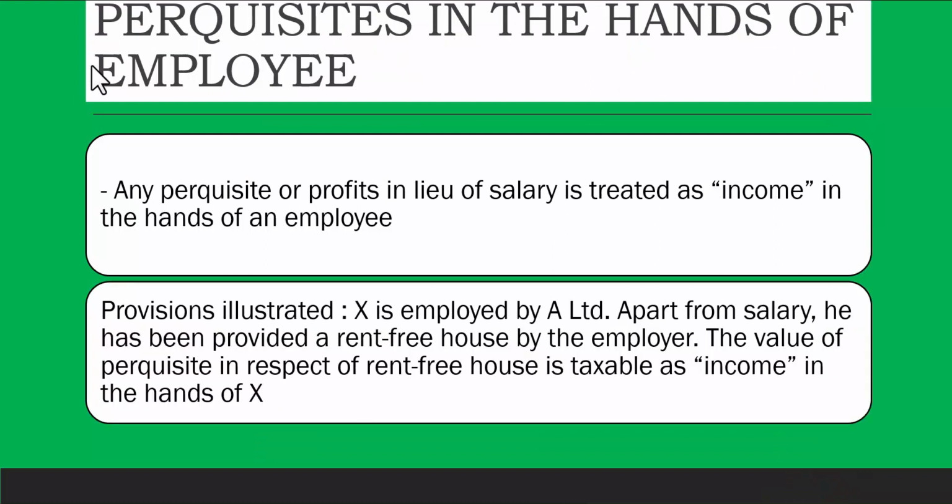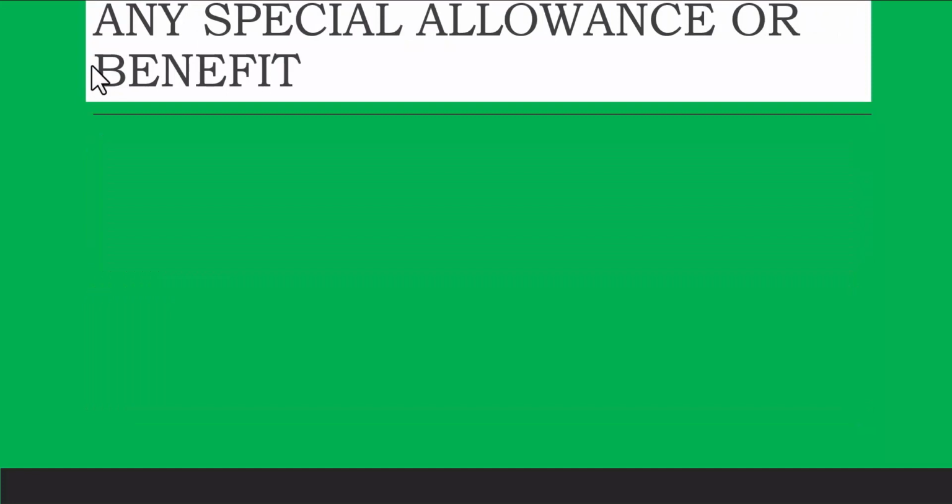Which means that X is employed by A Limited. Apart from the salary, he has been provided a rent-free house by the employer. The value of the perquisite in respect of the rent-free house is taxable as income in the hands of X. So the company has given me a rent-free house. Either the company owns that house, or they have taken it on rent for me, so I have to pay some tax on that. We'll understand later how it is taxed.